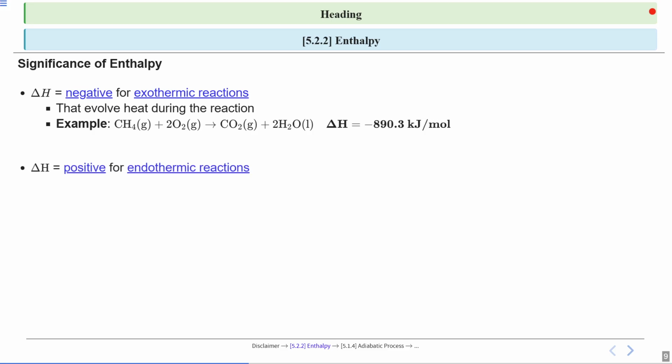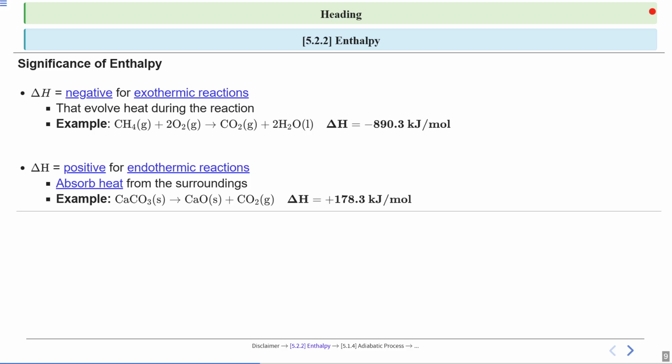Now, how do we write it for the positive case? For the positive case, delta H is positive for a reaction and it is called an endothermic reaction. And simply in this case, the heat is absorbed from the surroundings. Now, what example can we take? We can take the example of the decomposition of calcium carbonate, which decomposes into calcium oxide and carbon dioxide, requiring 178.3 kilojoule of heat per mole of calcium carbonate. I hope you got the point related to the significance of enthalpy.